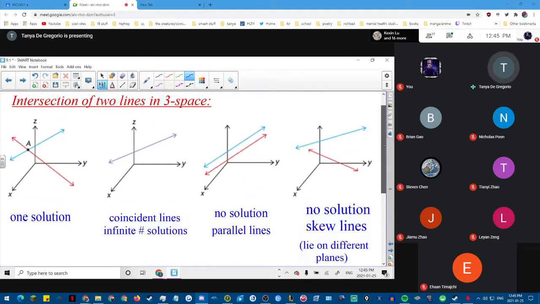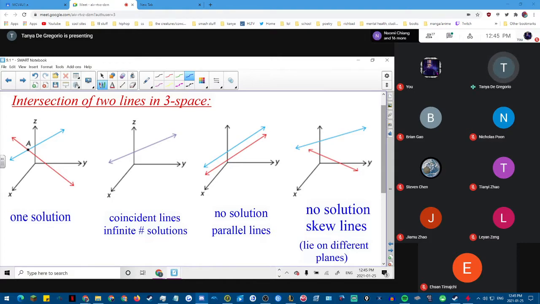So here I have intersection of two lines in 3 space. So now I have 2 lines. How can these 2 lines intersect? Well, they can intersect at one point. They can intersect infinitely many times, which means that they are coincident. So one line is right on top of the other.